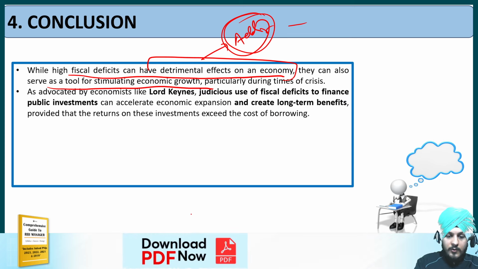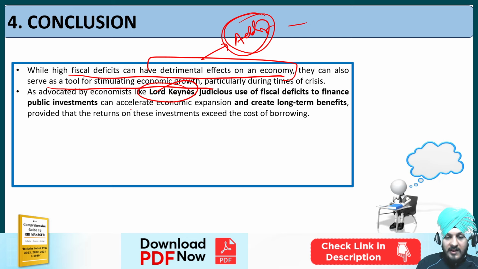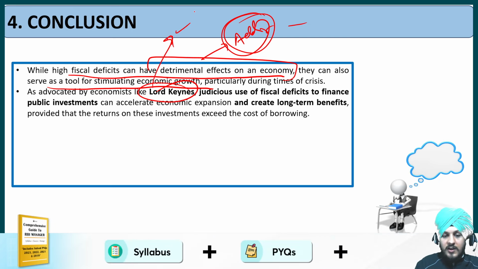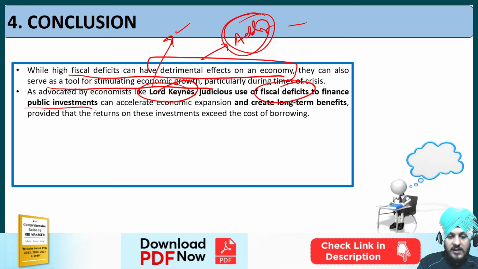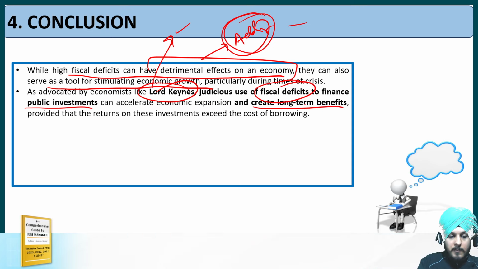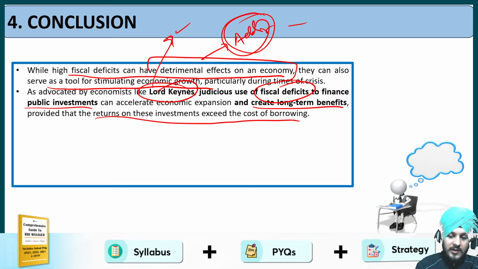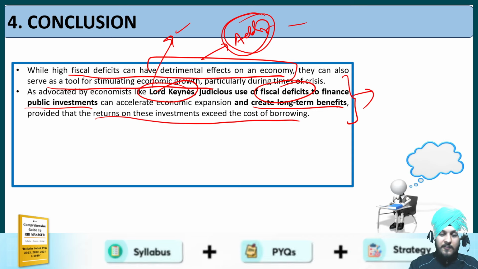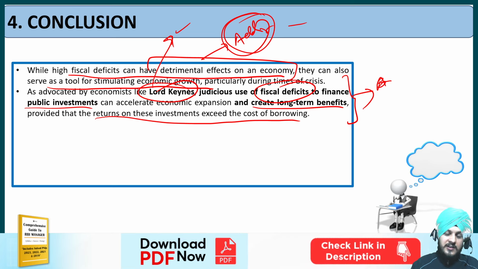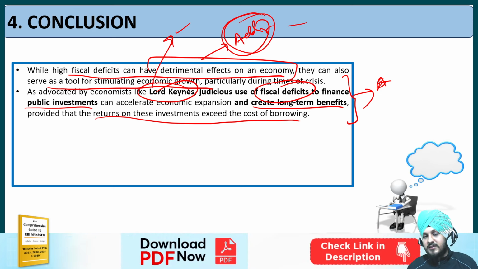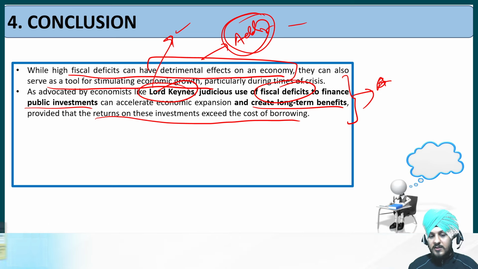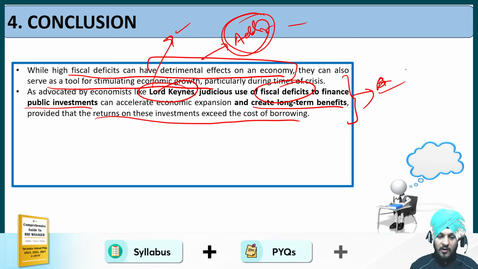So the next point is, we are writing the argument of Lord Keynes. And as per Lord Keynes, who was a profound economist, he advocated that the judicious use of fiscal deficit to finance the public investments can accelerate economic expansion and create long-term benefits, provided that the return on this investment does not exceed the cost of borrowing. So what he is explaining, that we have seen in the previous slides, is that the fiscal deficit is not always disadvantageous. If a country is able to use the fiscal deficit in order to finance the public investment, then it can use it to run the economy in a sustainable manner and will give high returns in the future. So that's what Lord Keynes is saying, and you can write this argument in your answer, in the conclusion, in order to substantiate your argument.